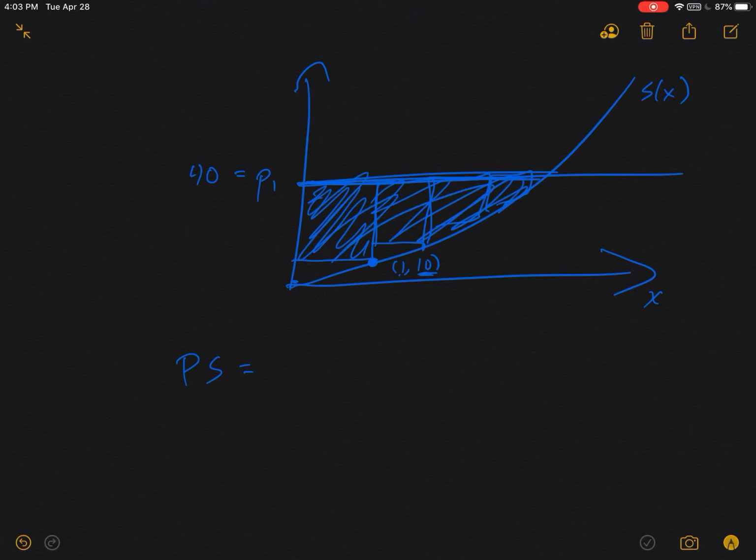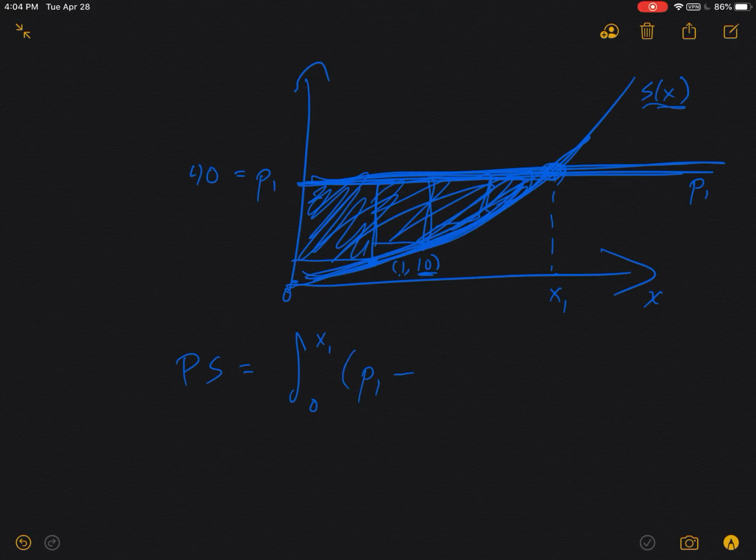Now, if I wanted to compute this area using an integral, then I would use the upper curve here, which is just the constant P1, minus the lower curve, which is S of x. So this would be the integral from 0 to, remember that this intersection point is at x1, which is the equilibrium quantity. So we would integrate from 0 to x1, and we would take the upper curve, which in this case is P1, minus the lower curve down here, which is the supply curve. So this is again just an area computation.